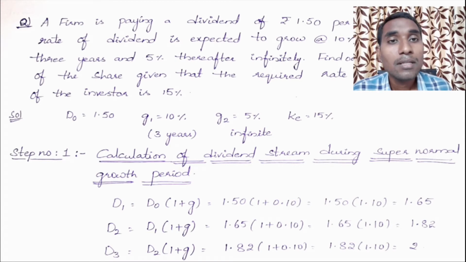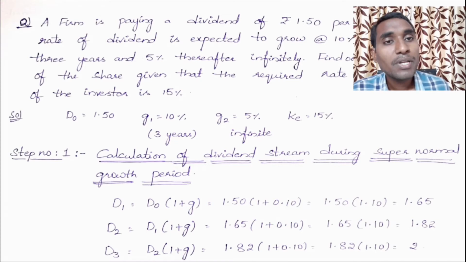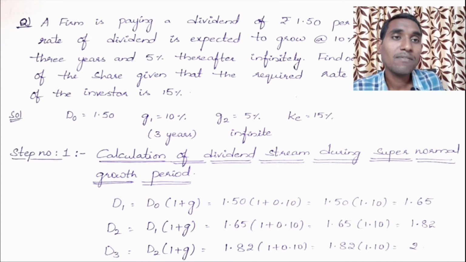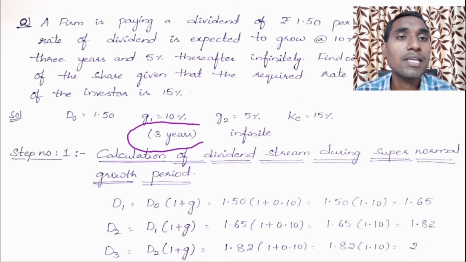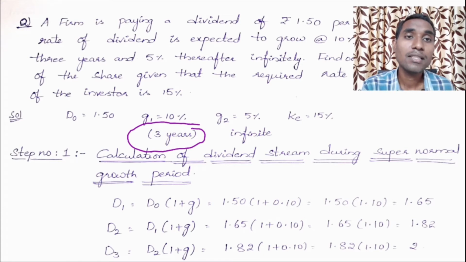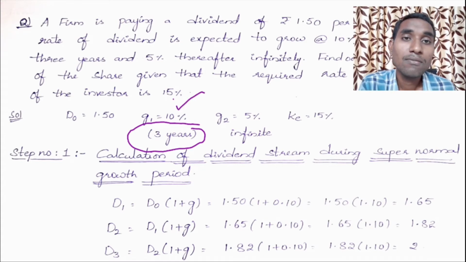Step number 1 is the calculation of the dividend stream during the supernormal growth period. The first growth period, whatever is given, is termed the supernormal growth period. So we need to calculate the dividend stream, the flow of dividends. The supernormal growth period here is 3 years. So the first step is to calculate the dividends for these 3 years, which are growing at the rate of 10%.